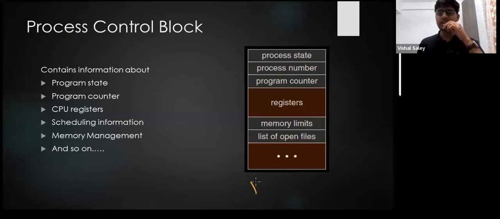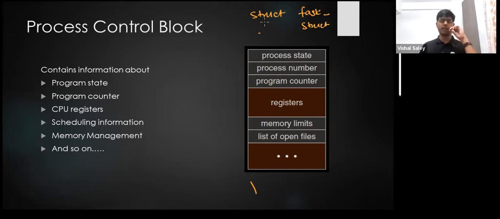So now this thing is literally a struct. If you go to Linux, it's called task_struct, task underscore struct. Windows, I don't know, but in Linux, it's called task_struct, right? It's literally C code. It has all this information. What is the process state? We'll get to that.